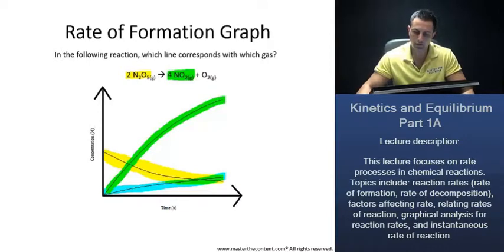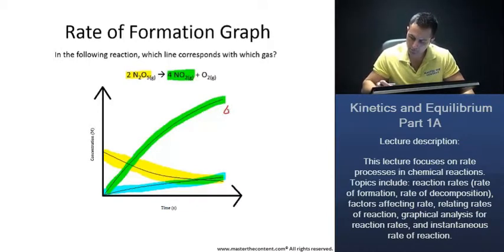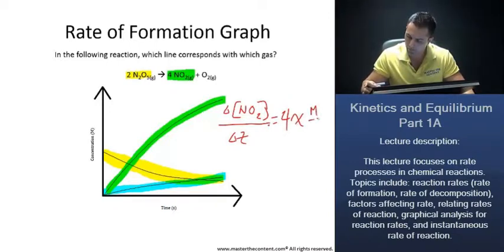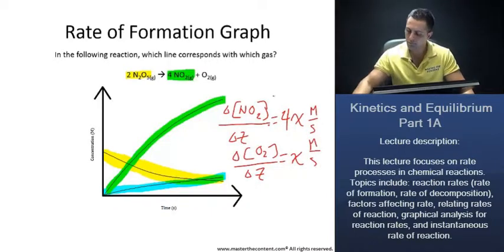One other point that I would like to bring to your attention here is, if we were to look at the average rate of formation for nitrogen dioxide compared to the average rate of formation for oxygen gas, at any time interval it will be 4 times greater.